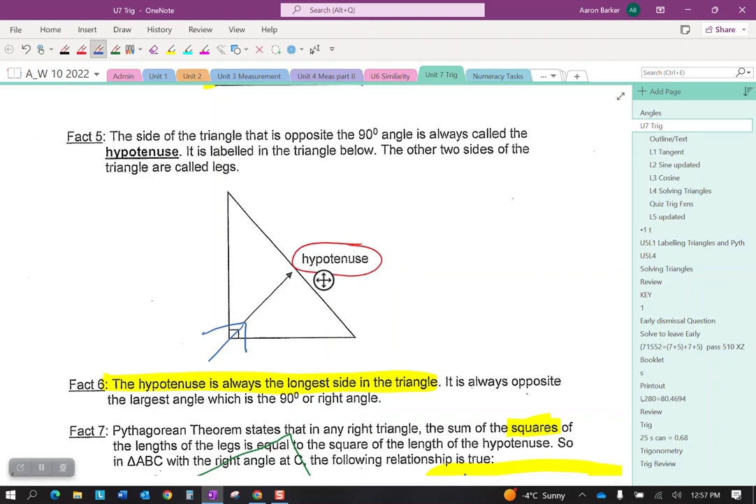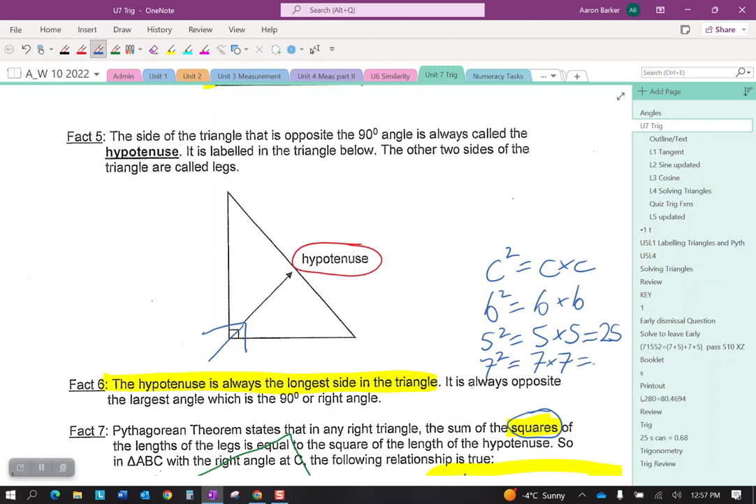And here it is that Pythagoras' theorem is talking about squares. So if we're talking C squared, that equals C times C. B squared equals B times B. And so if we have the number 5, 5 squared would equal 5 times 5, which is not 10, it's 25. Just like 7 squared equals 7 times 7, which is not 14, it's 49. Okay, we have to know how to square. Got to know how to square.